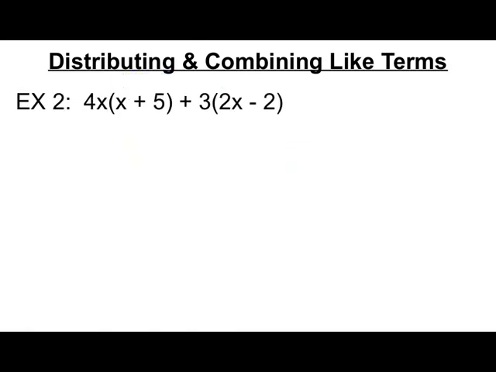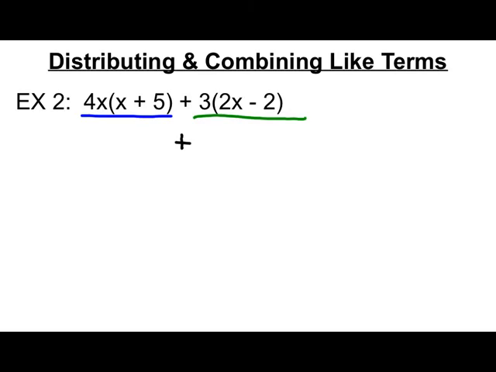Example 2 looks a little more tricky. We're going to combine both adding and distributing. Now if you look at this problem, I have two sets of problems here. I have the problem on the left, 4x times the quantity x plus 5, and then I have the problem 3 times the quantity 2x minus 2, and they are joined by an addition sign.